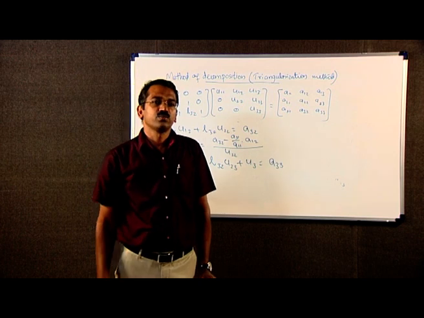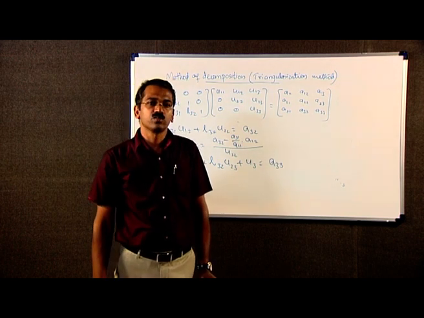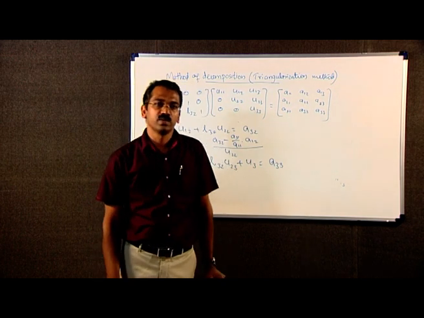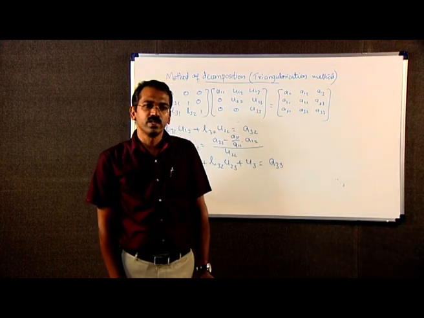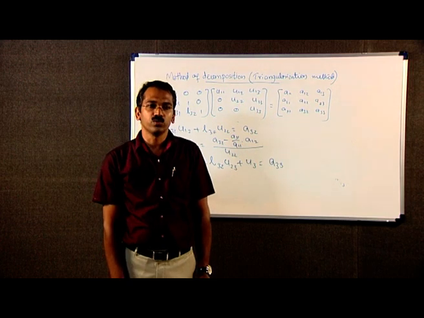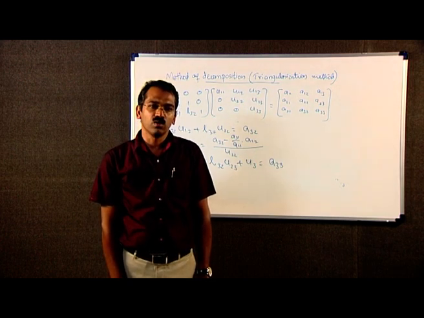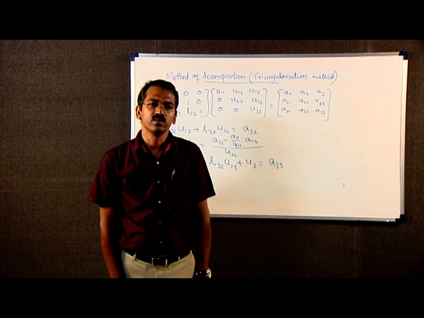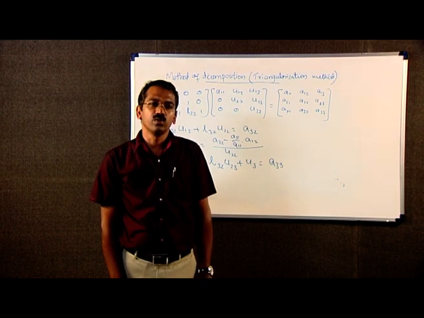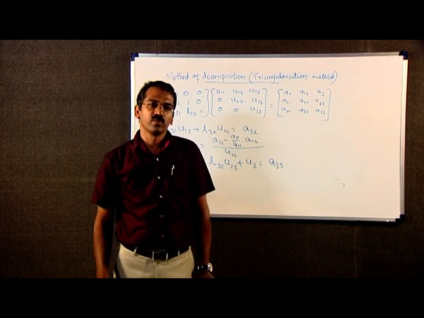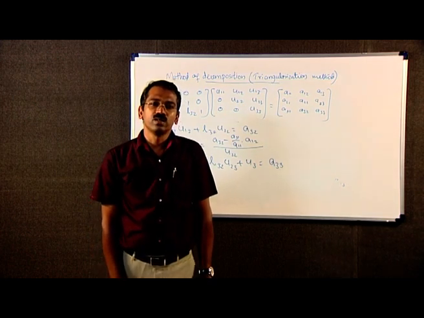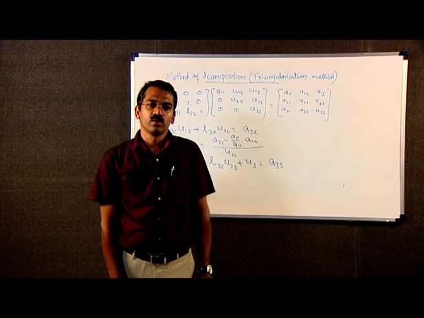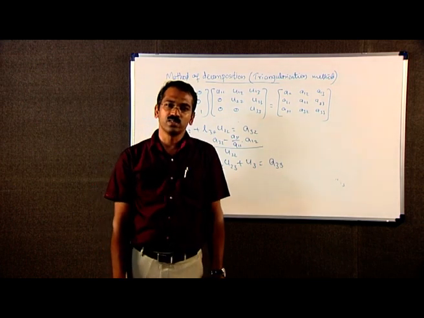Thus, we have a systematic procedure to evaluate the elements of the lower triangular matrix L and the upper triangular matrix U. First, we determine the first row of U and the first column of L. Then, we determine the second row of U and the second column of L. And finally, we compute the third row of U. The procedure can obviously be generalized.